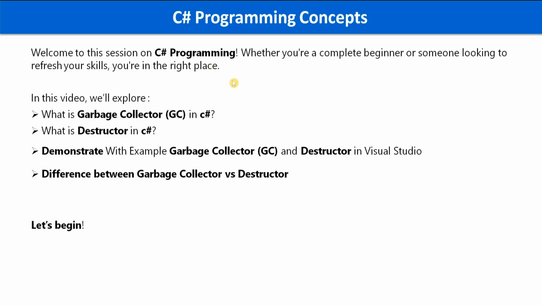Hello friends, today we will discuss some concepts of C# programming. So here is the list of today's concepts. What is garbage collector, means GC, in C#, what is destructor in C#, and demonstrate all with examples of garbage collector and destructor in Visual Studio. And next one is the difference between garbage collector and destructor. So we will discuss all these topics with examples. So let's begin.